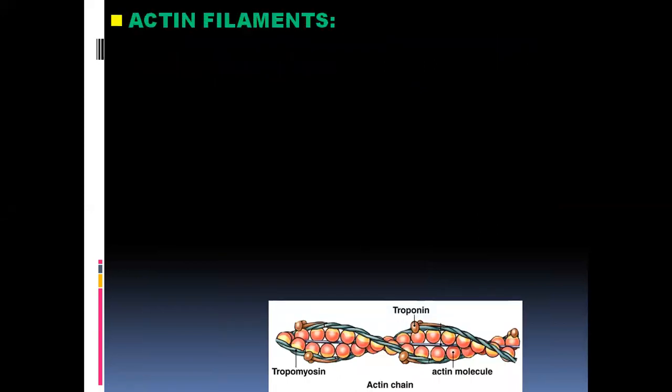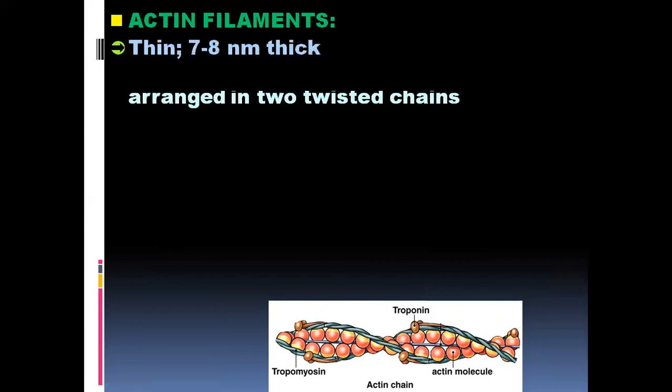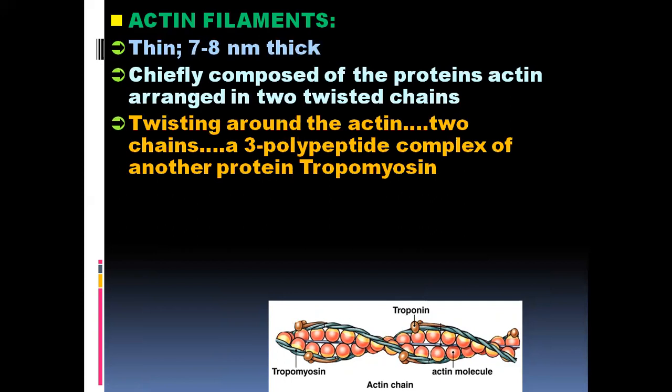Now, the actin filament. This is the G actin, which is rolling around and forming the F actin. This G actin is again surrounded by tropomyosin. At various places on the tropomyosin, we have a 3 protein complex, which is called the troponin. Troponin is made up of 3 types of molecules, and these 3 molecules have different functions.